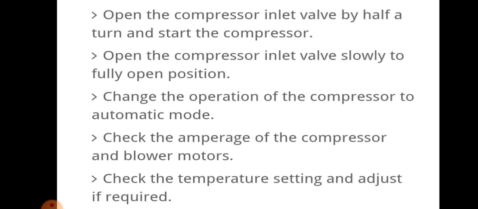Then we change the operation of the compressor to automatic mode. We have to check the amperage of the compressor and blower motor. We also check the temperature setting and adjust if required.